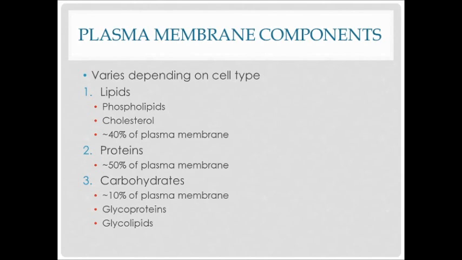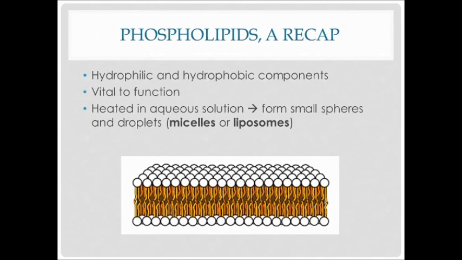So the components of the plasma membrane will vary depending on the cell type. Lipids make up about 40% of the plasma membrane, and they're made up of phospholipids and cholesterol mainly. Proteins make up about 50% of the plasma membrane, with carbs making up about 10%. And that's composed of glycoproteins and glycolipids, and we'll talk about those.